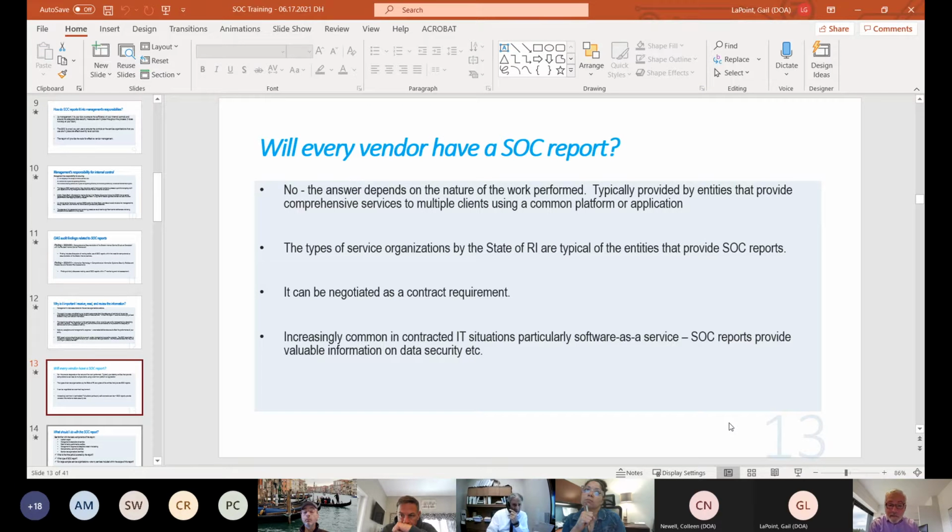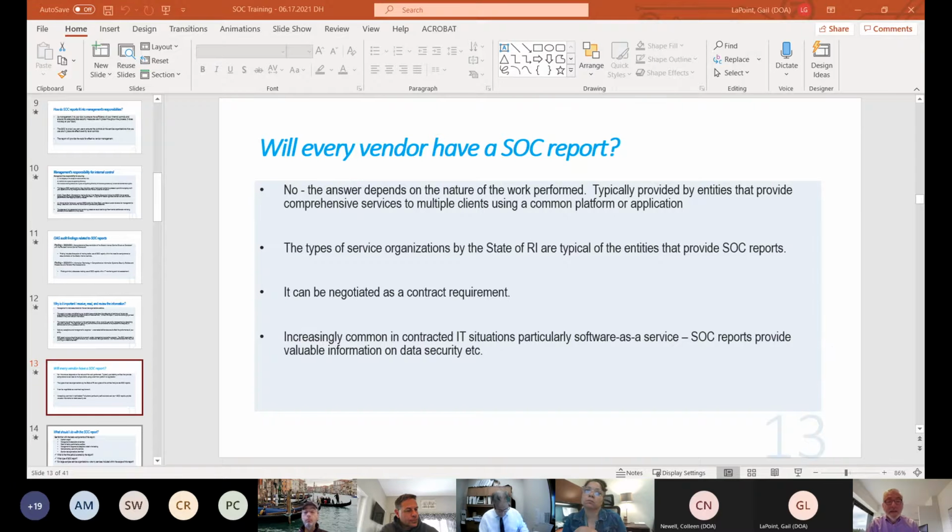SOC reports are not cheap. To engage an auditor to do this type of work is typically an expensive proposition. So it's not something that every vendor would be willing to do unless they can spread that cost necessarily among multiple clients, or the nature of the operation is so significant that they'd be willing to do that. As we mentioned before, too, they're increasingly common in contracted IT situations.